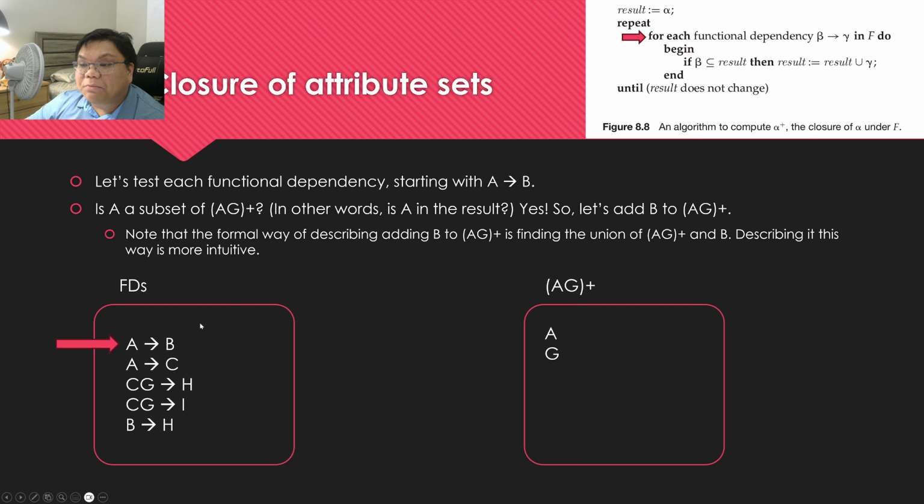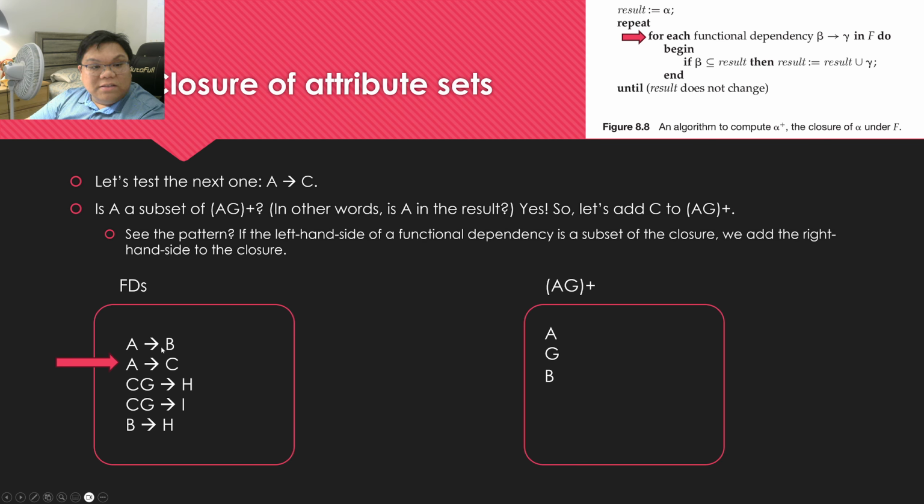Let's begin with the first functional dependency. Is A a subset of AG plus? Is A in the result? Yes, so we're going to add B to AG plus. The formal way of describing it is that we are unioning B with AG plus and assigning that to AG plus. It's a little bit more intuitive to describe it this way, so we're just adding stuff to the result. Though the proper way would be to say we are unioning it with the result. So now we just added B to the result.